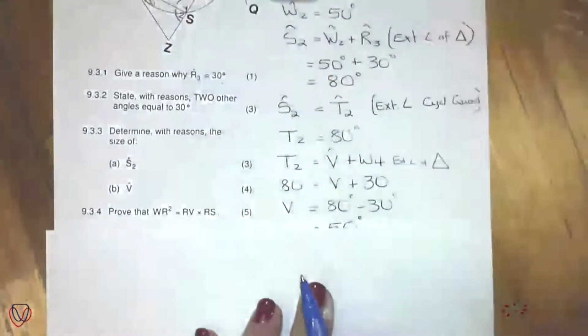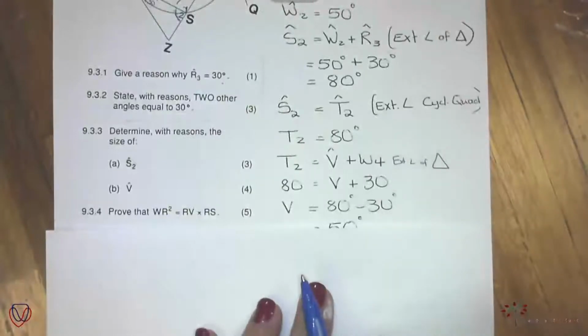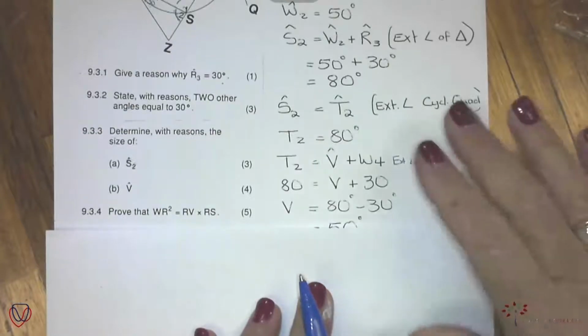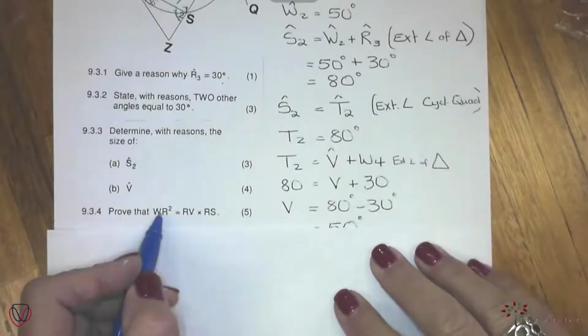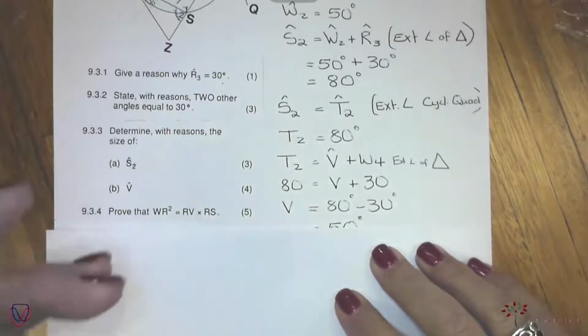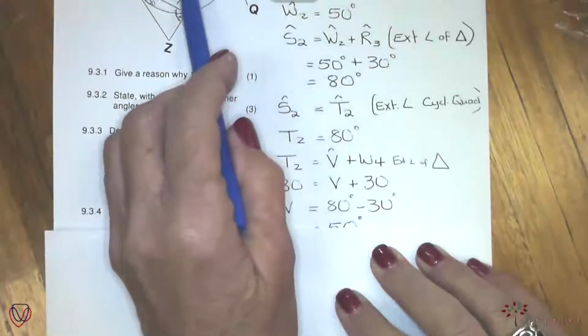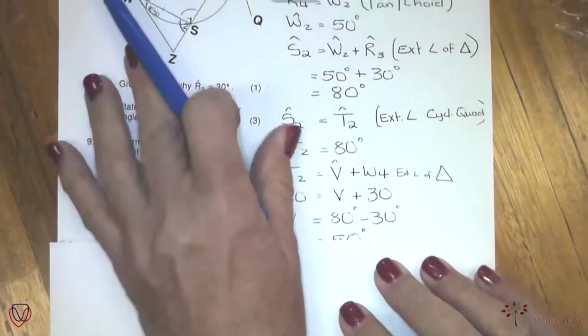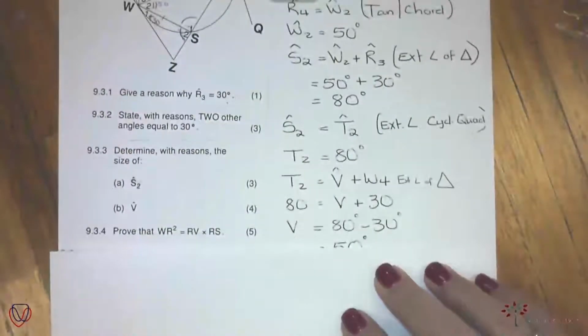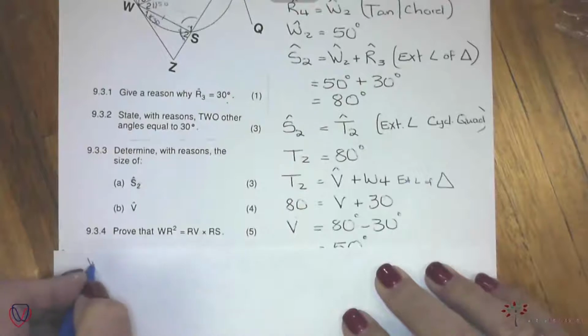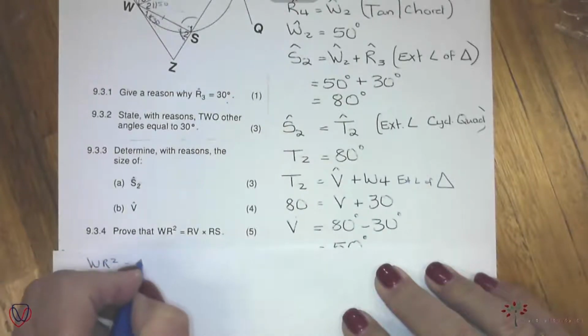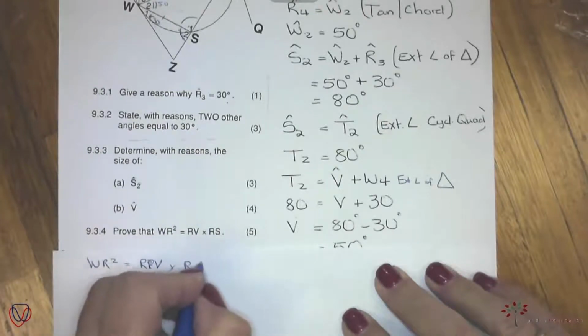Because there are no parallel lines so that we can have ratios in triangles, the only thing left is that you must use similar triangles. But which two triangles are we going to prove similar? Look at what they've given us. WR is given twice. So it means WR belongs to both the triangles. Let's go to the sketch quickly. I just want to write down the question. WR squared is RV times RS.